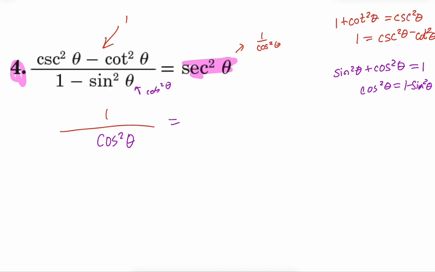Because what is 1 over a cosine? By our reciprocal identities, 1 over the cosine is the same as a secant. So 1 over cosine squared is the same as a secant squared.